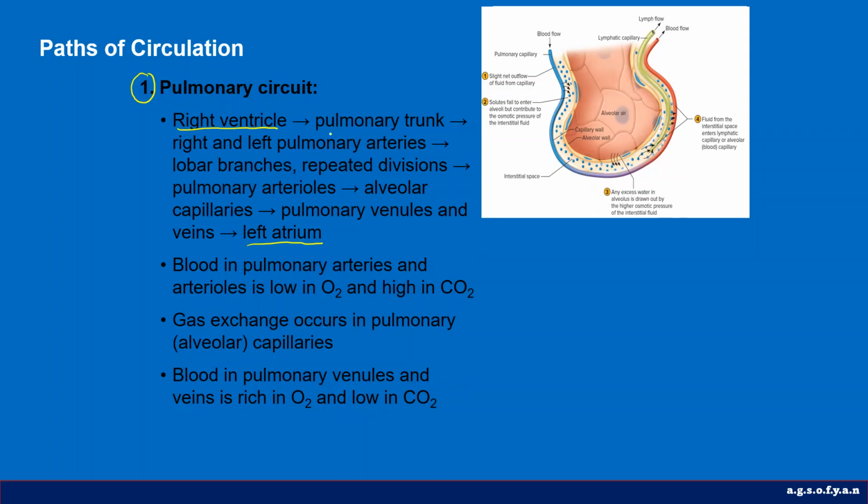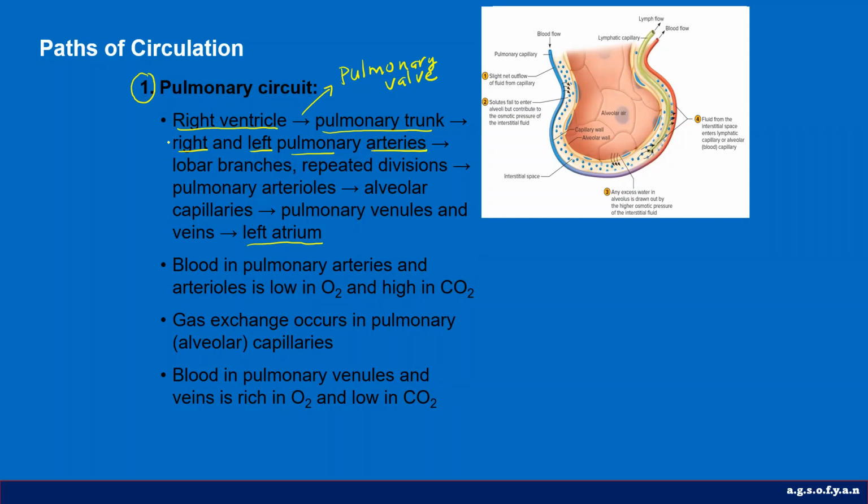It will go to the pulmonary trunk. Just remember, between the right ventricle and the pulmonary trunk, there is a valve. It's called the pulmonary valve. And then the pulmonary trunk will branch into smaller arteries, which are the right and left pulmonary arteries. The left one will go to the left lung, the right pulmonary artery will go to the right lung.